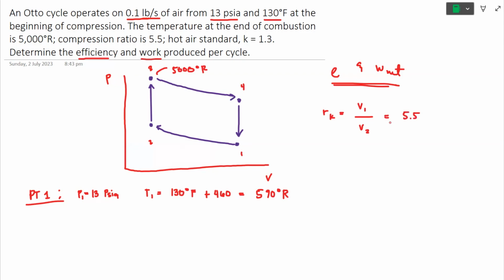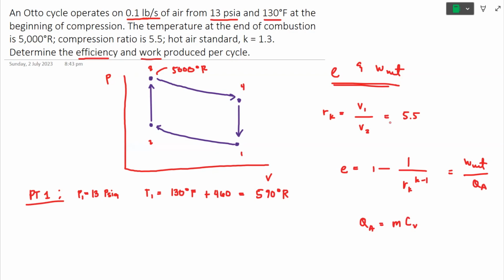Pwede ko na agad makuha dito yung kanyang efficiency. Okay? Dito pa lang sa RK. Kasi ang efficiency mo is equal to 1 minus 1 over RK raised to K minus 1. Check. Okay na. Solve ko na yung isa. So, work produced per cycle, pwede rin equate mo ito sa work net over QA. If you have the QA, ano bang formula ng QA? Ang formula ng QA mo is mass times the specific heat at constant volume.